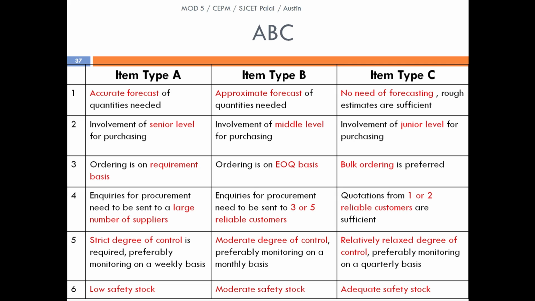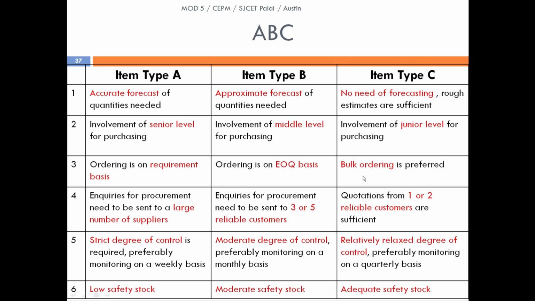So coming to the tabular form, we could see the difference between A, B and C. For A, an accurate forecast of quantities is needed. For B, it can be at an approximate stage, and for C, there is no need of forecasting since their value is just 5 to 10% only. The second difference, as we have seen: type A requires senior or top level of management for purchasing and other activities, then middle level managers, and junior level managers. In A, ordering is on a requirement basis because there cannot be any change in the estimation, because it can cause loss to the company.